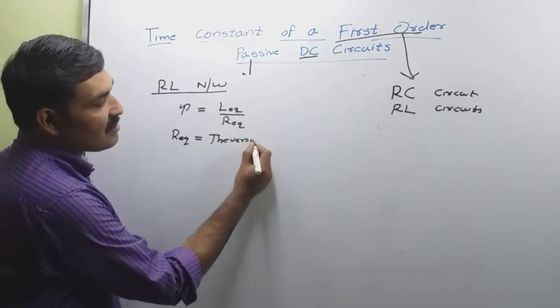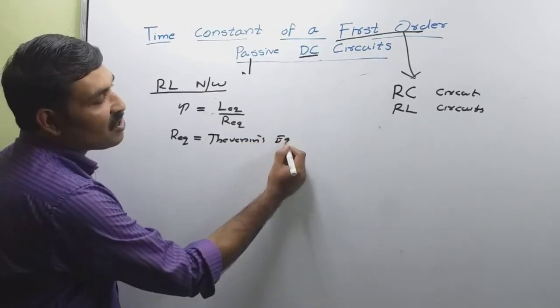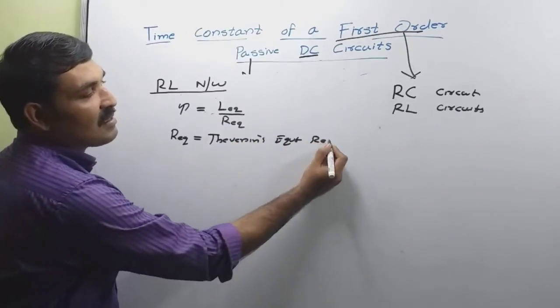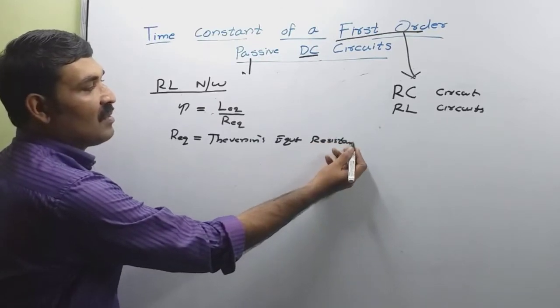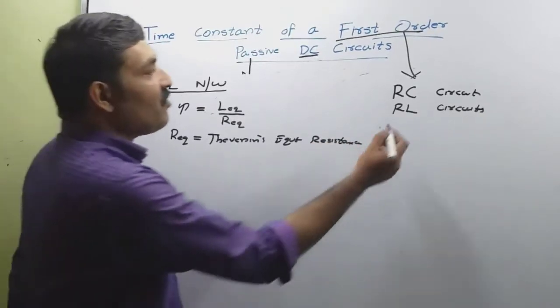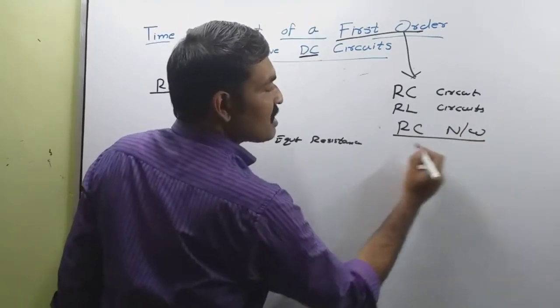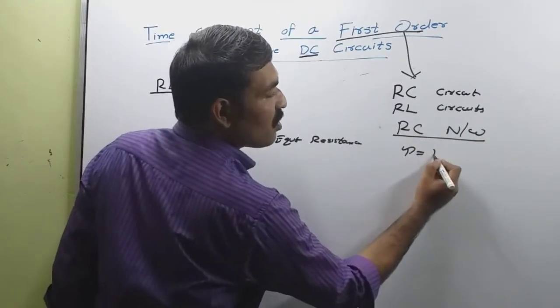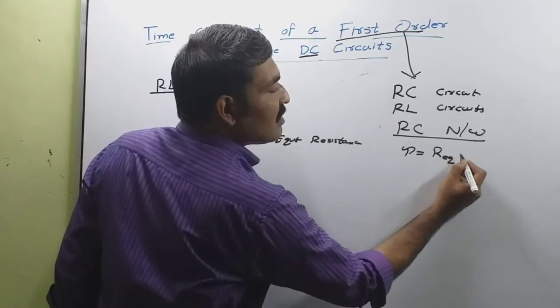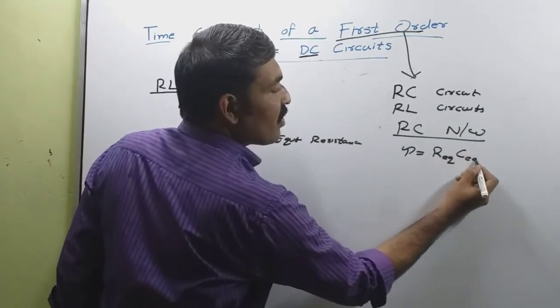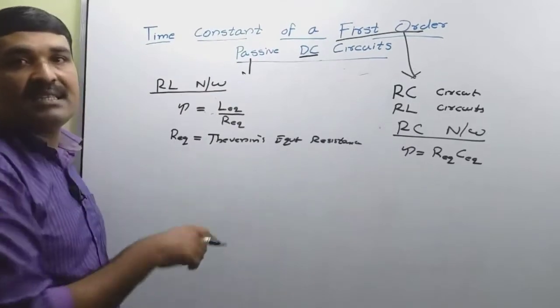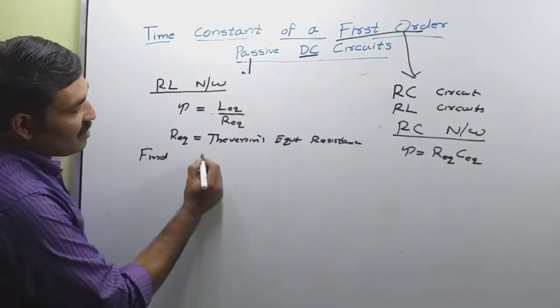R equivalent is equal to Thevenin's equivalent resistance. And for an RC network, time constant tau is equal to R equivalent into C equivalent. Here R equivalent is the Thevenin's equivalent resistance.